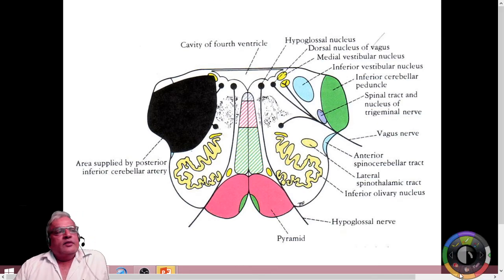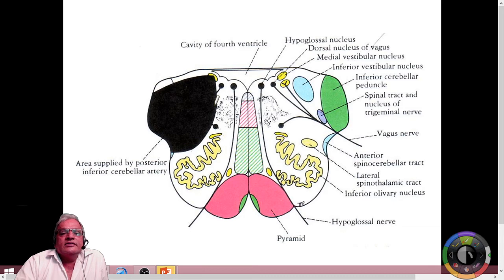Now we can see that one part of this particular diagram has been blackened out. Now, why is that blackened out? What has happened here is this posterior inferior cerebellar artery has been thrombosed. So this area has become infarcted. That is, there is no blood supply here. So this area is dead. So here you find what is called the lateral medullary syndrome.